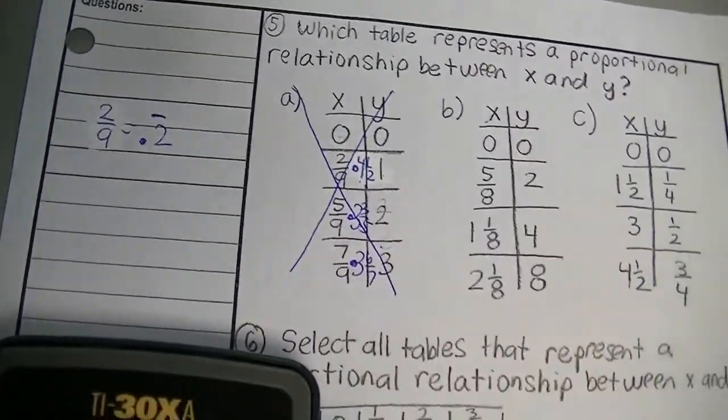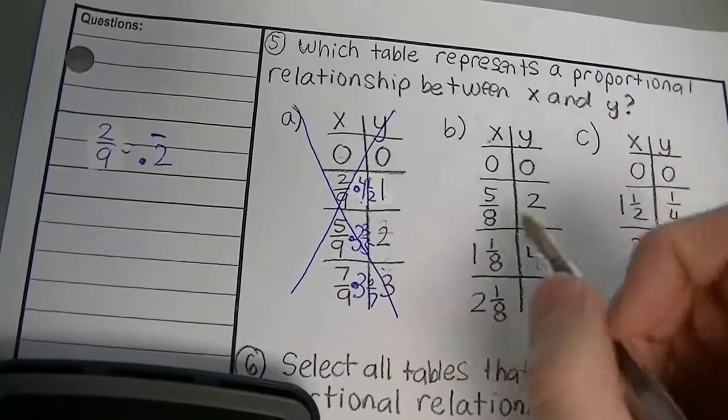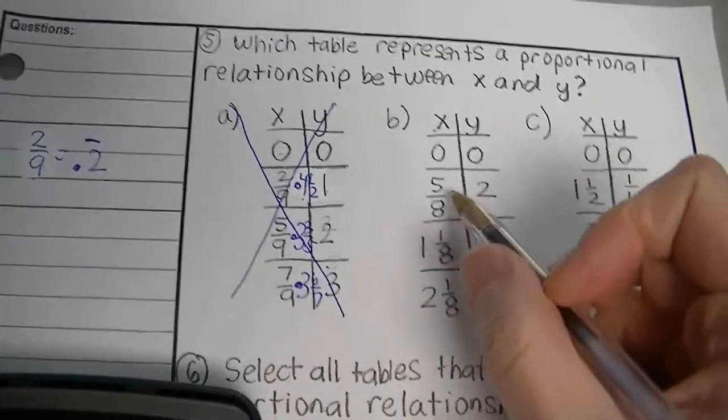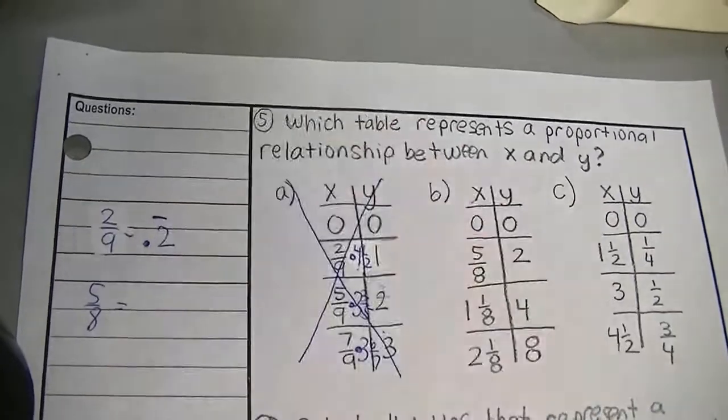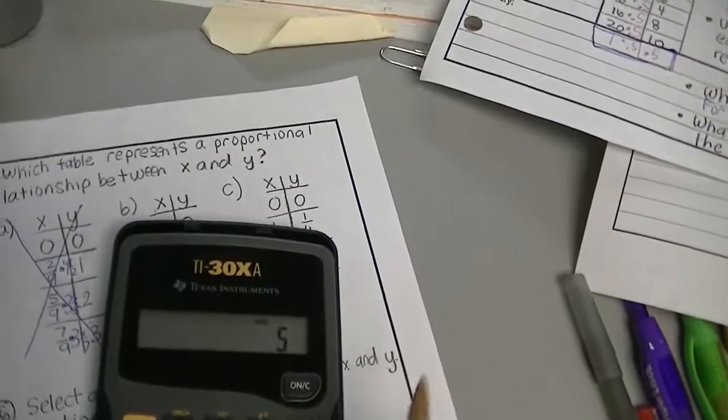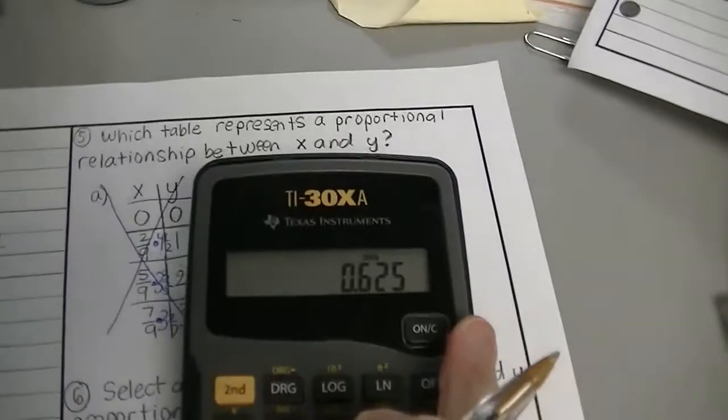All right, let's try B. Remember, y divided by x. So you can maybe do the decimal here. 5/8, what's 5/8 as a decimal? 5 divided by 8. Oh, that's not too bad. Okay, so I can type that in.